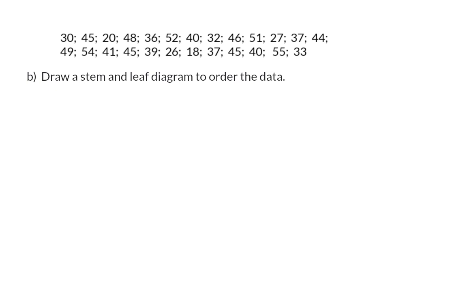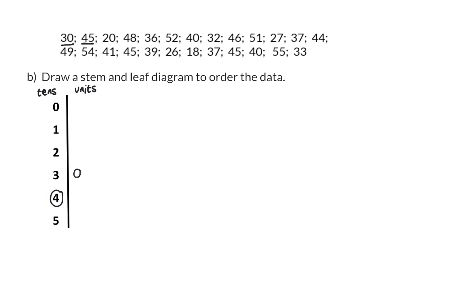Question B. Draw a stem and leaf diagram to order the data. A stem and leaf diagram also orders the data from smallest to biggest, but it distinguishes between the tens and the units. On the left of our diagram we have the tens, and on the right the units. So to place my first value of 30 in this diagram, at my tens on the left I'm going to 30, and the unit value will be a 0. Next up we have 45, so on the left with my tens I move to 40 or 4, and the units here will be 5.